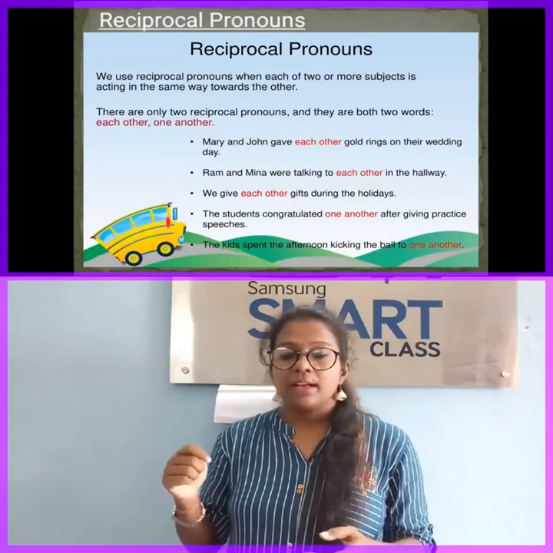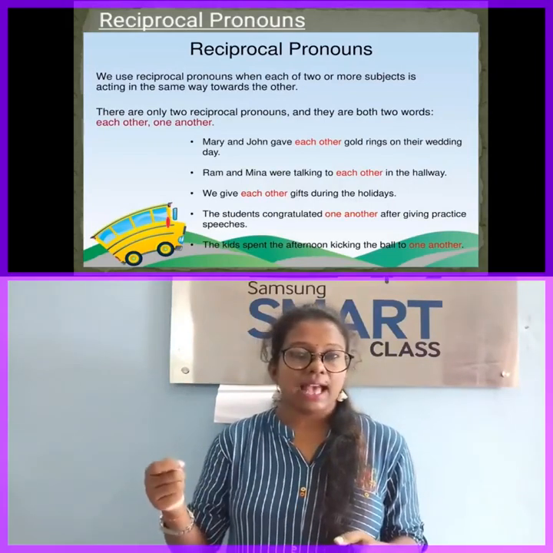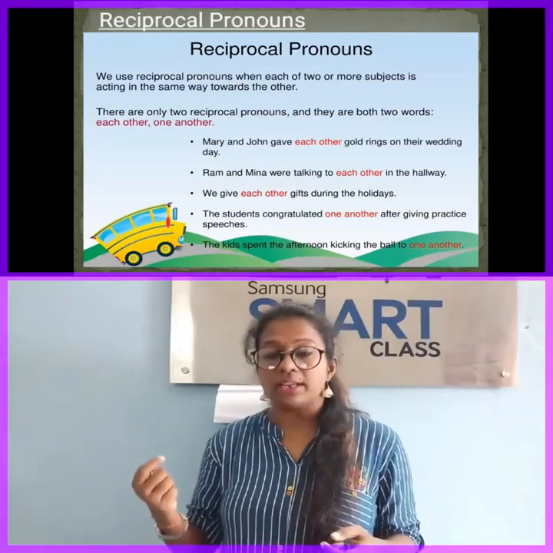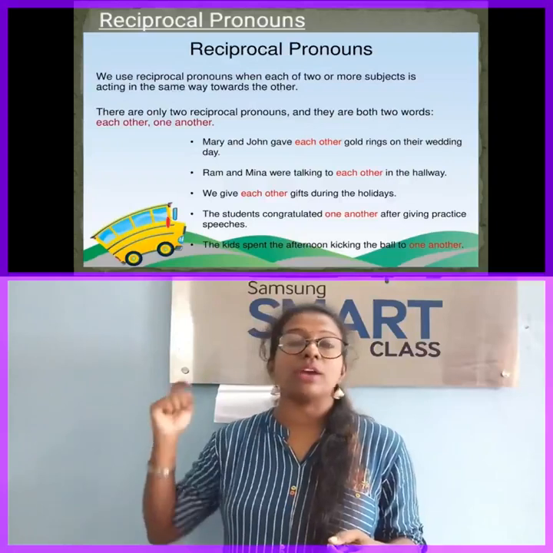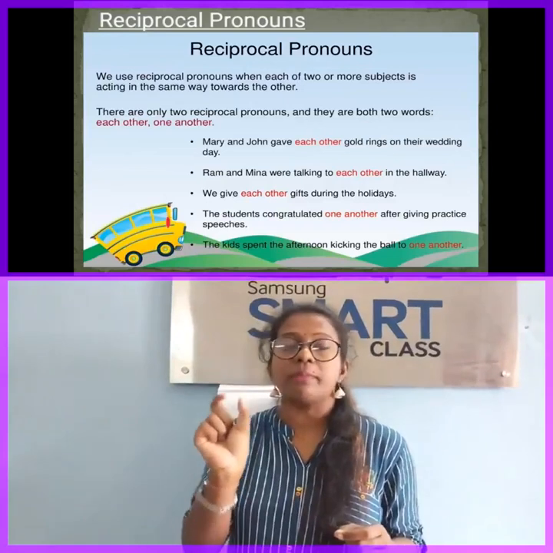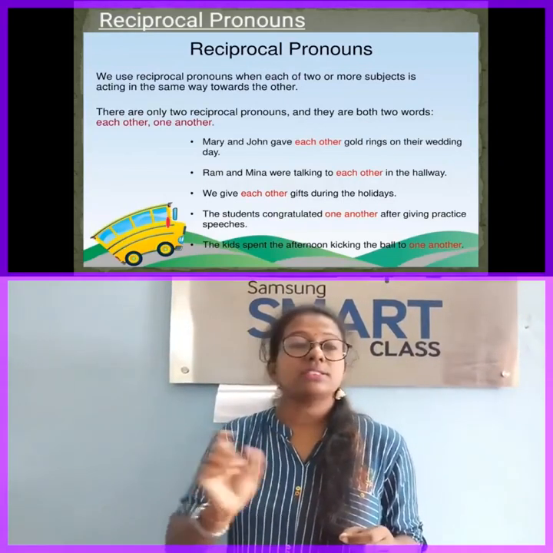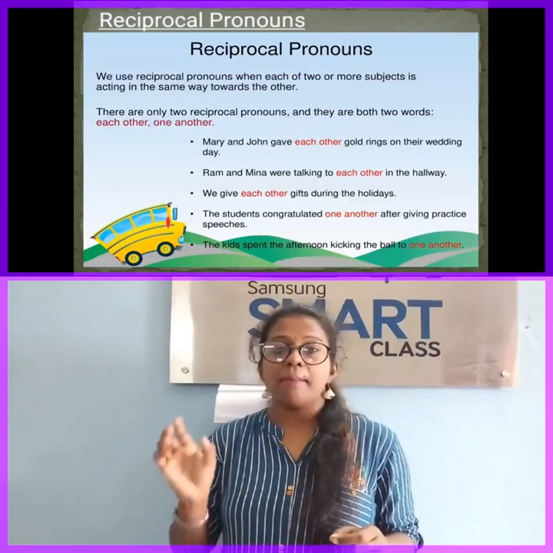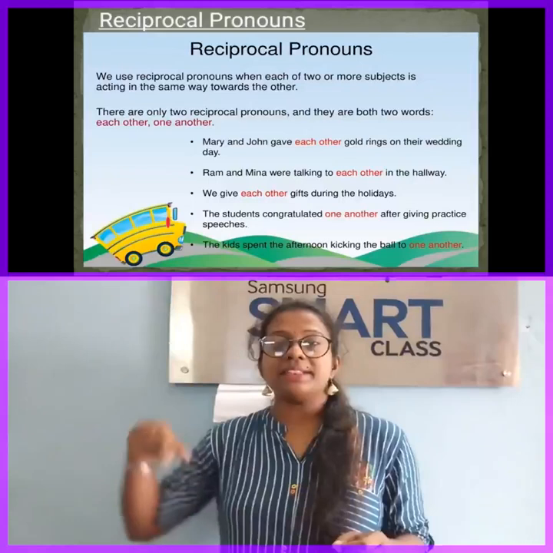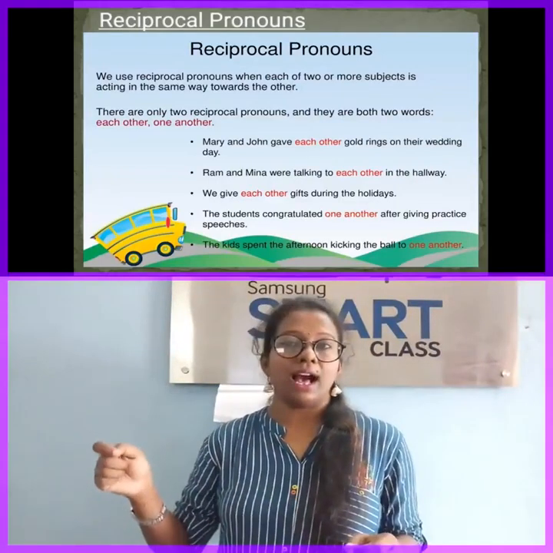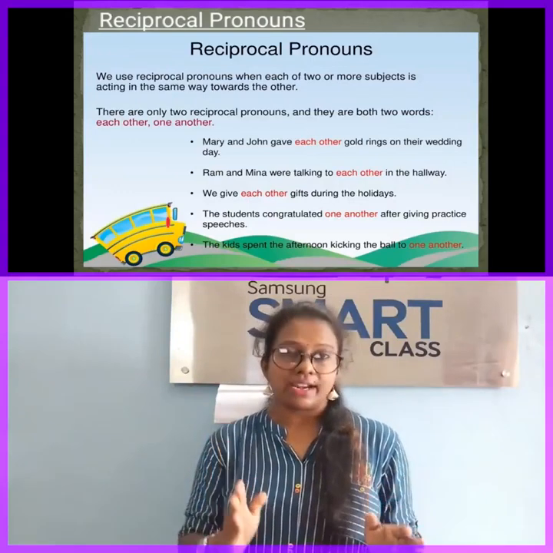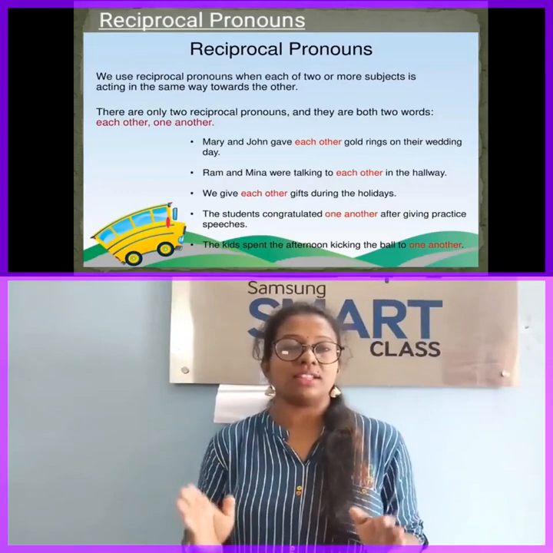First you see what the examples are. That is each other and one another. Mary and John gave each other gold rings on their wedding day. You see the example? So here each other refers to both Mary and John because they both are doing the same thing. And the next example says, Ram and Meena were talking to each other in the hallway. Here it refers to both Ram and Meena because they talk to each other in the hallway.